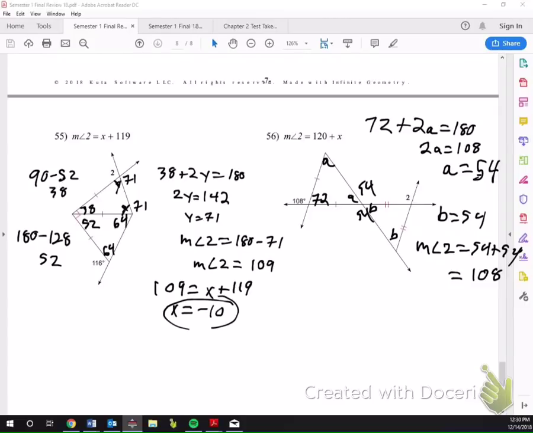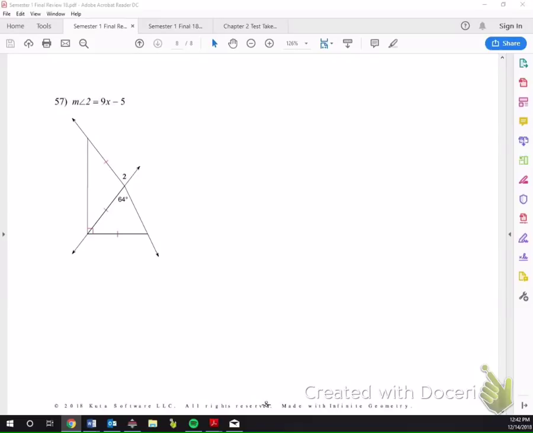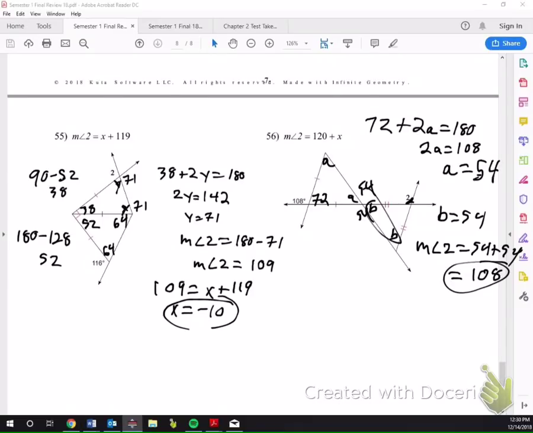And again, here we have an exterior angle equal to the 2 remote interior angles. So we know that the measure of angle 2 is equal to 54 plus 54, or 108. We know that the measure of angle 2, so 108, equals 120 plus x. Subtract 120 from both sides, and I get x equals negative 12.